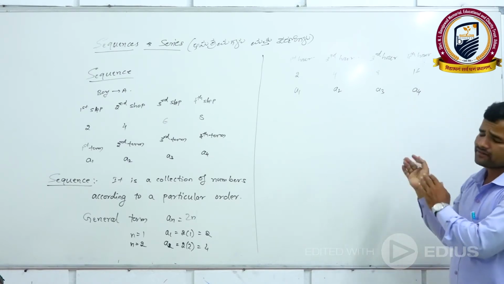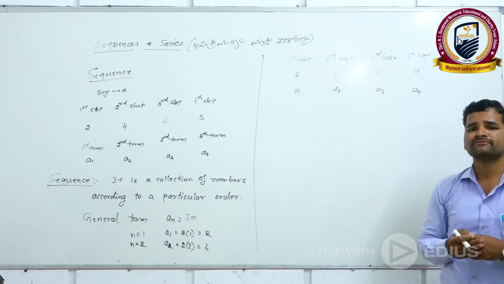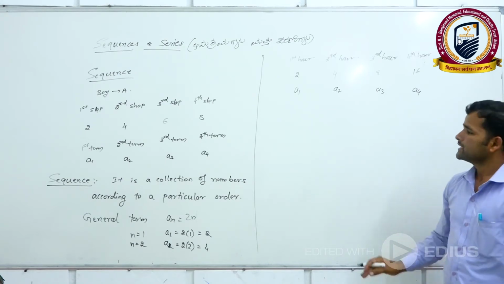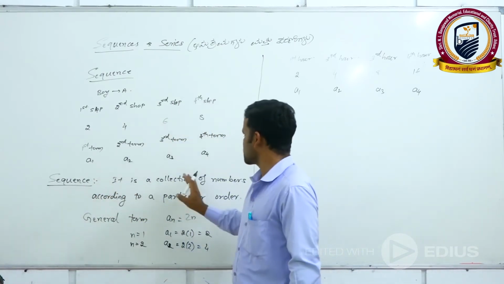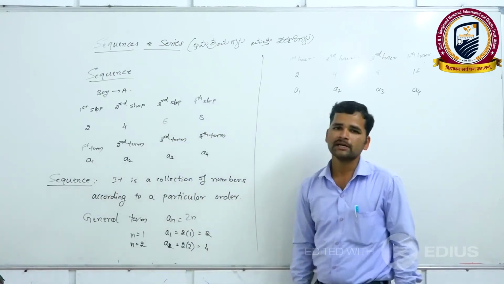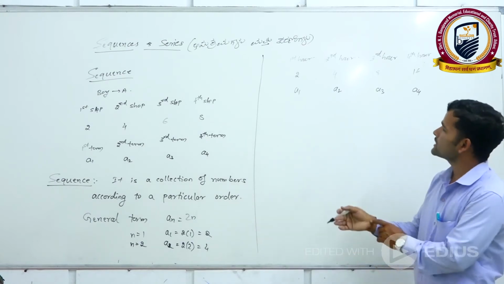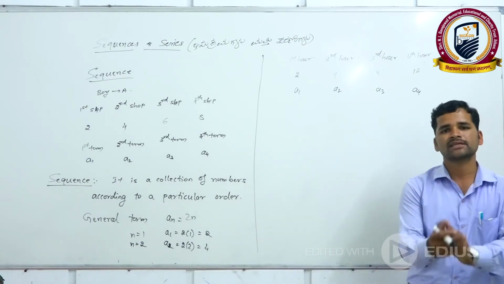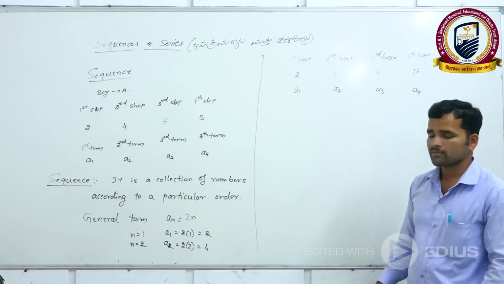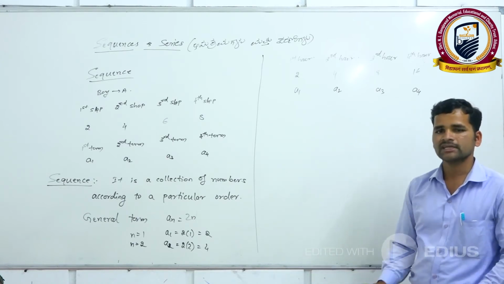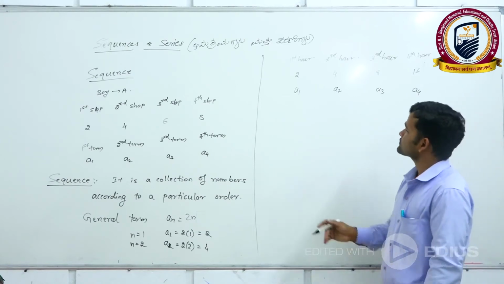See here again what we are observing: an arrangement of numbers. That is nothing but the definition of a sequence. It is a collection of numbers according to a particular order. Collecting numbers in an order is what we call a sequence, that is, numbers arranged in order.